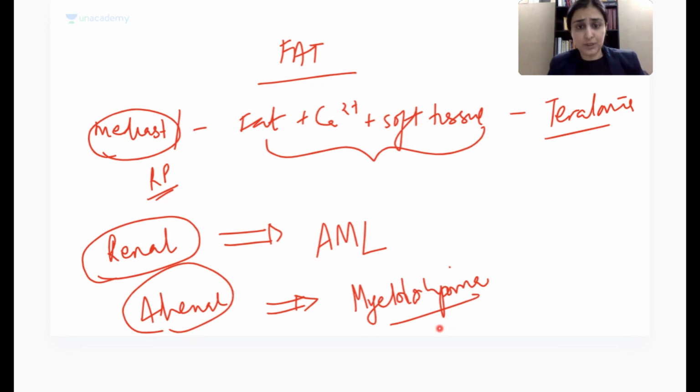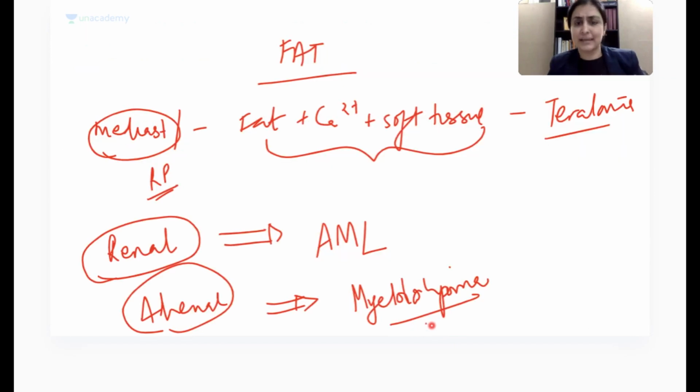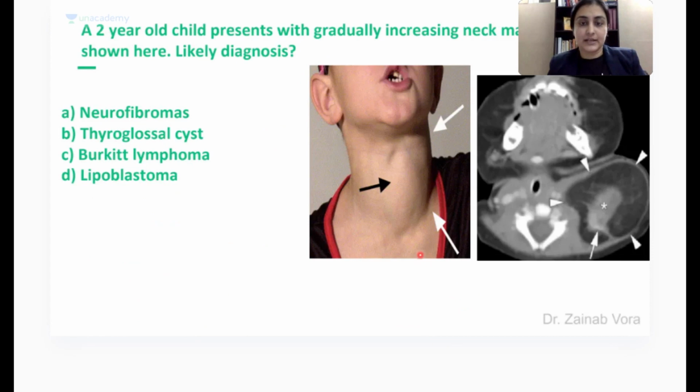Ready to explore more fat-containing lesions? Treatment of choice, again, for myelolipoma: resect it if the patient is symptomatic, you treat it. Otherwise, this is a benign tumor. You can just leave it alone. Okay, right. Next, again, let's see if it has fat or not and whether this helps us.